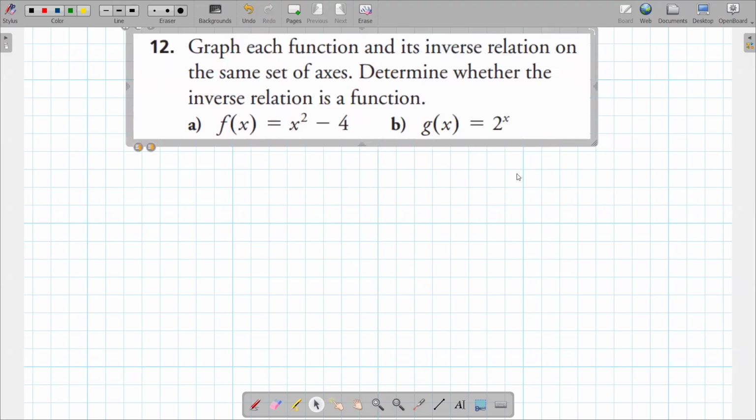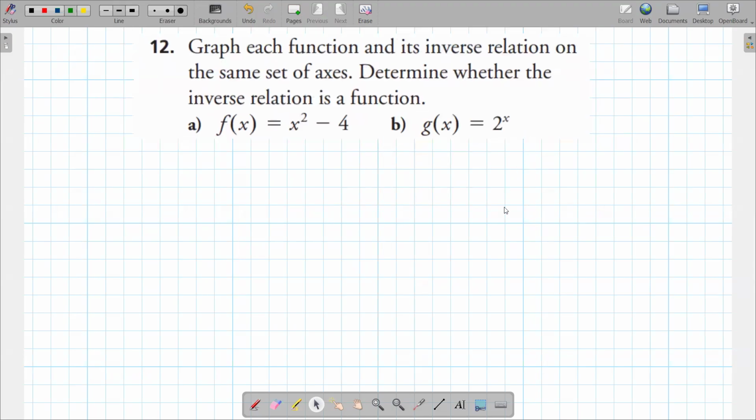Graph each function and its inverse relation on the same set of axes. Let's start with the quadratic one. What's the y-intercept for the quadratic? So not the y-intercept. What's the x-intercept for the quadratic function? -4 is the y-intercept. What's the x-intercept for the quadratic function?